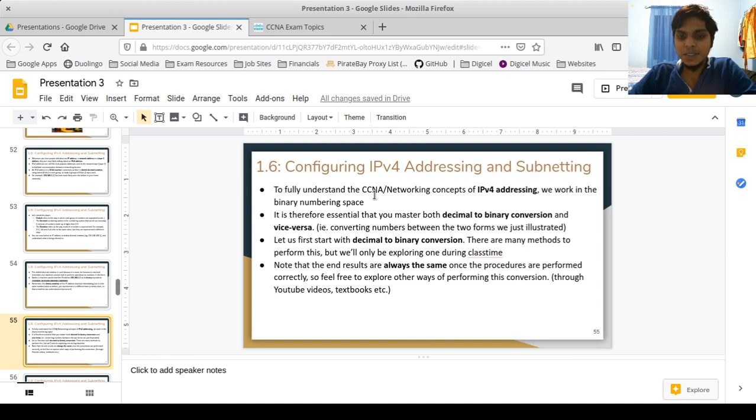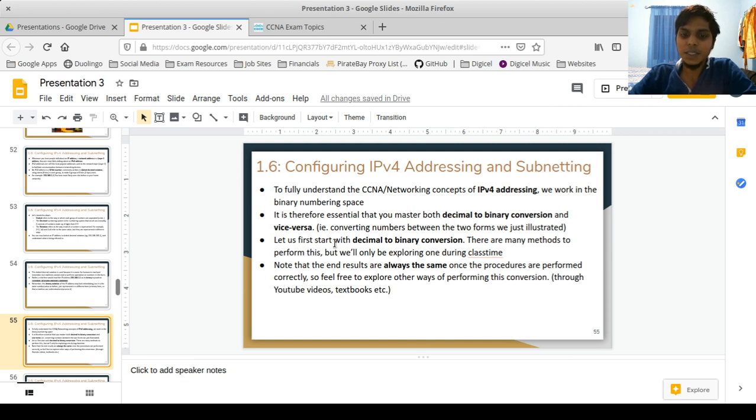So to fully understand the CCNA networking concepts of IPv4 addressing, we work in the binary number space. As much as the dotted decimal notation is nice, to really understand networking and how machines process them and what the numbers mean, we need to change from the static dotted decimal notation into the binary space. It is therefore essential that you master both decimal to binary conversion and vice versa. You need to know how to move between these two numbering schemes, from decimal numbers to binary numbers and from binary numbers to decimal numbers, which means converting numbers between the two forms we just illustrated.